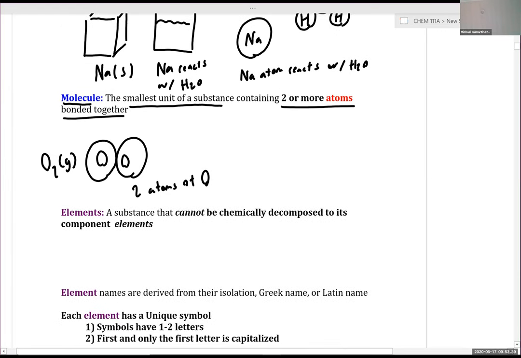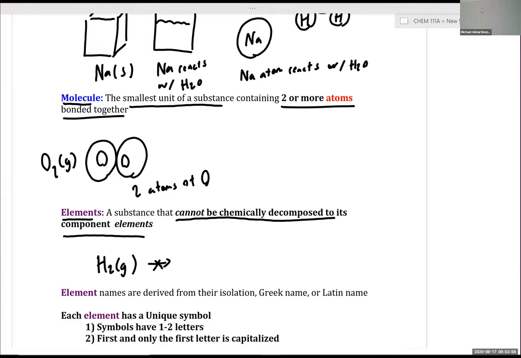Now, the empirical definition of elements is one that's quite interesting to think about. It's a substance that cannot be chemically decomposed to its component elements. For example, if you start with hydrogen gas, the best you're going to get out in terms of a simpler element is just hydrogen gas. You can't chemically decompose an element into simpler, pure elements.